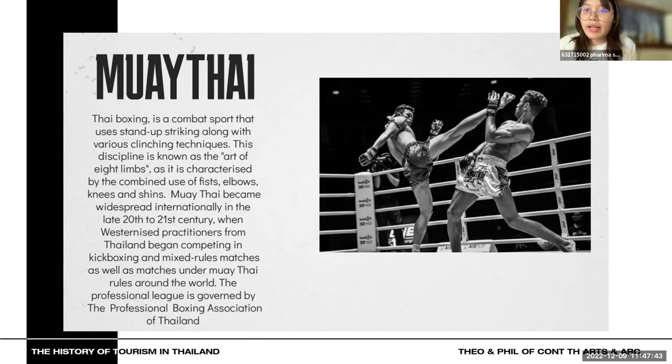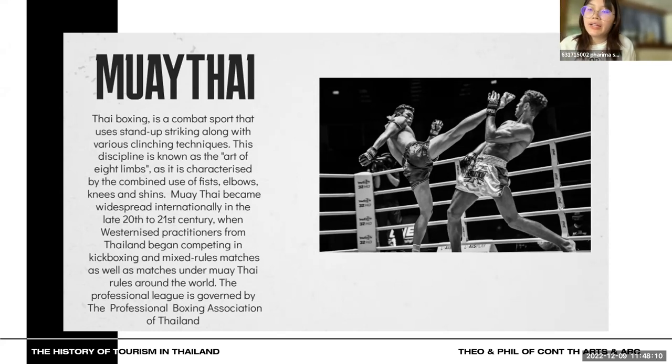It started in the late 20th to 21st century, when Western and Thai practitioners began competing in kickboxing and mixed rule matches, as well as matches under Muay Thai rules. Around the world, the professional league is governed by the Professional Boxing Association of Thailand.